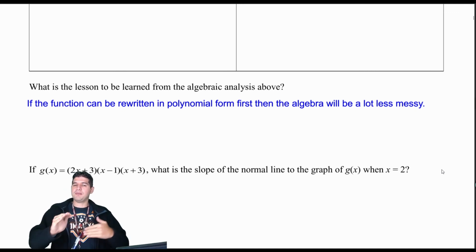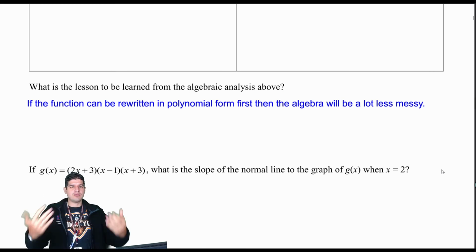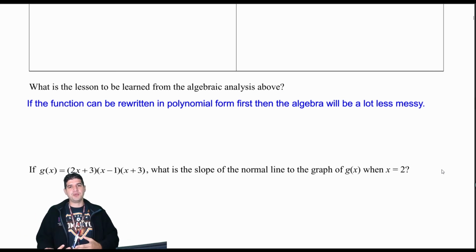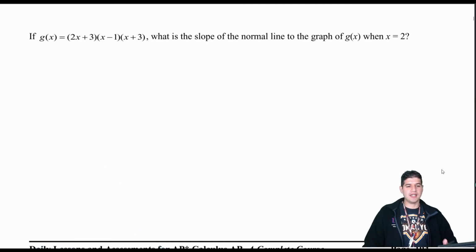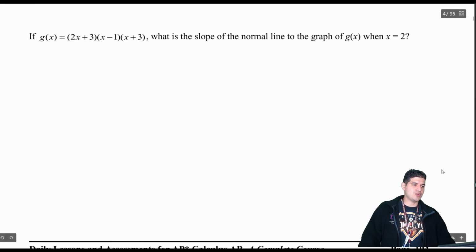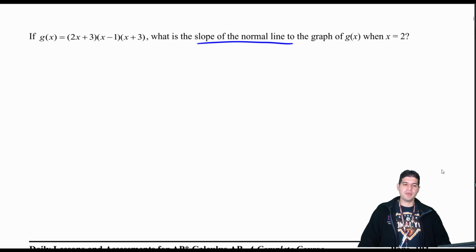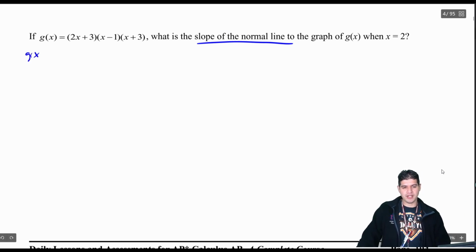If you can rewrite it in polynomial form and just do a repetition of the power rule, do it. Because we're going to illustrate that here, because if I've got 3 things getting multiplied together, it would be so much faster to find the slope of the normal line if we were to distribute everything. So let's distribute everything here. So g of x is going to get me 2x squared plus x minus 3 times x plus 3.